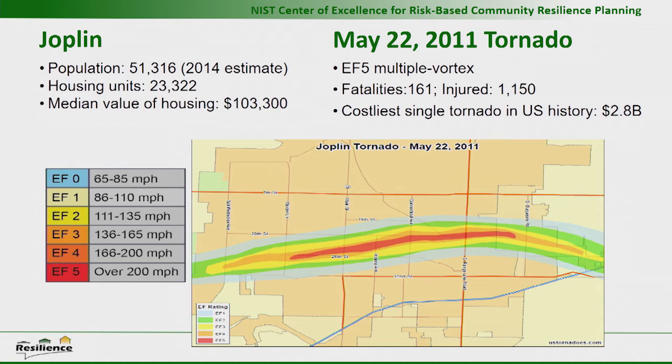But first, to provide you with a quick overview of Joplin, the city has a population of approximately 51,000 people and 23,000 housing units. Approximately 8 years ago, about a month shy of that, on May 22nd, 2011, a multi-vortex EF5 tornado ravaged the city, killing 161 people and injuring at least 1,150 people. This was the single costliest tornado in U.S. history, with an estimated $2.8 billion in disaster losses.